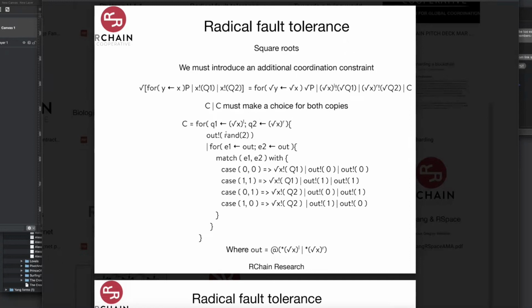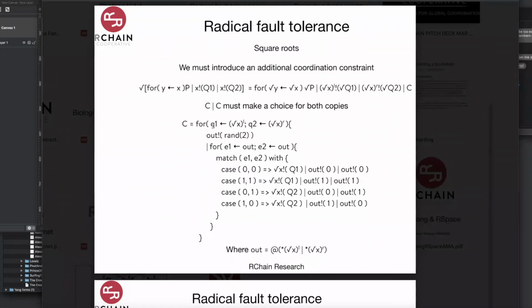Can we just say new out? Yes. So I don't have new in this calculus. Oh, okay. Right. I see. So new is fresh for all time, and out is just locally fresh.